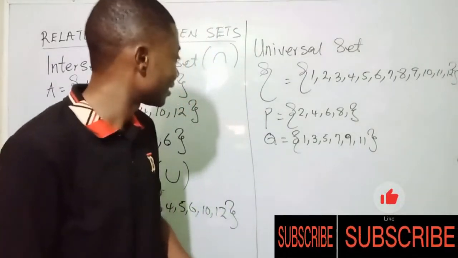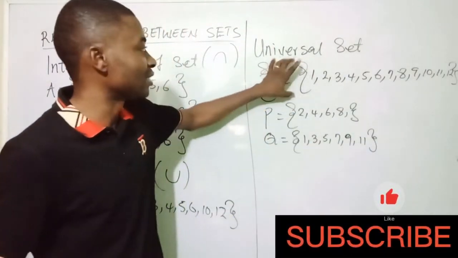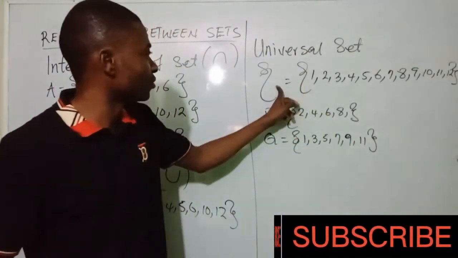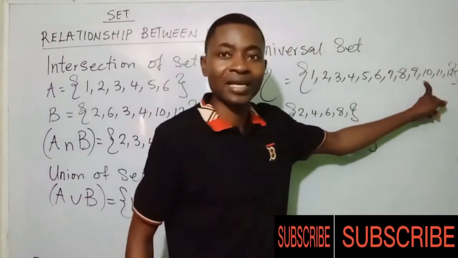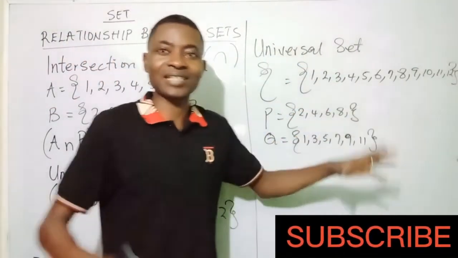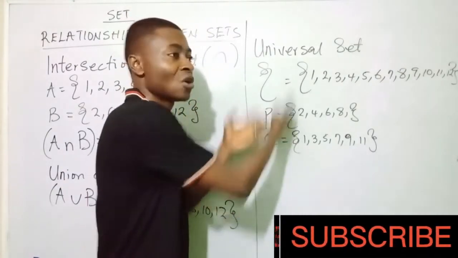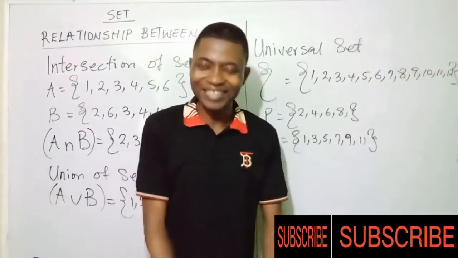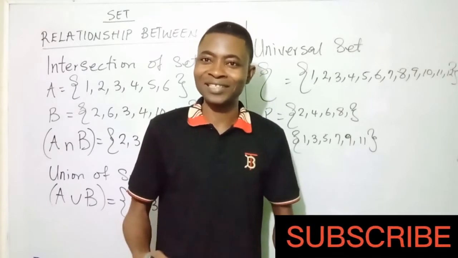Now, if you look at set P and set Q, you'll find out that there's a relationship between these two sets and this bigger set here. All the elements in set P can be found in this set here. All the elements in set Q can also be found in this set here. So that means this set is the universal set. The universal set contains all the elements of any other subset under it. So remember, the universal set is the warehouse of all the sets under consideration. That is not difficult, isn't it?